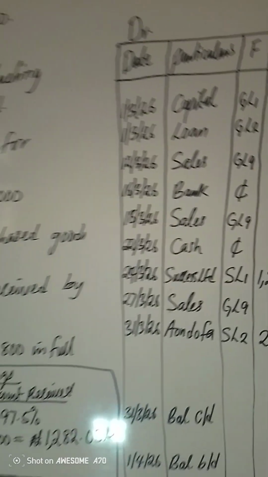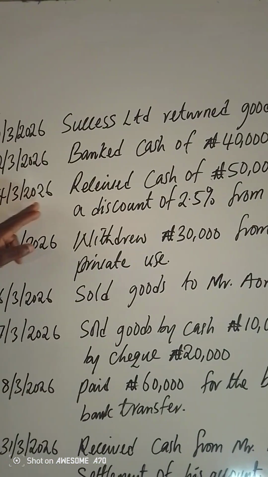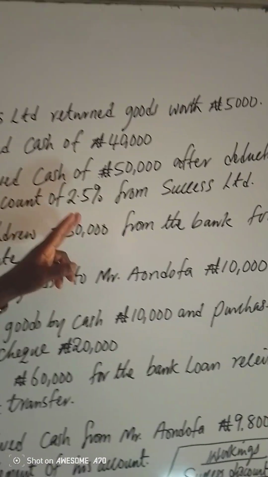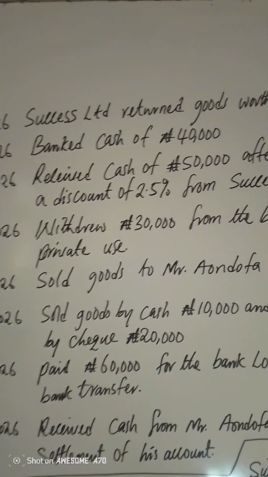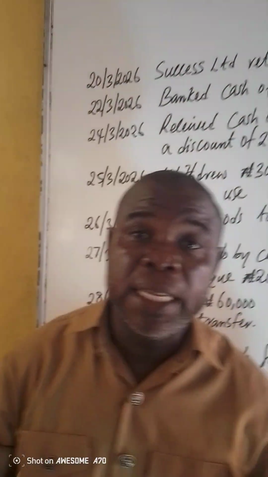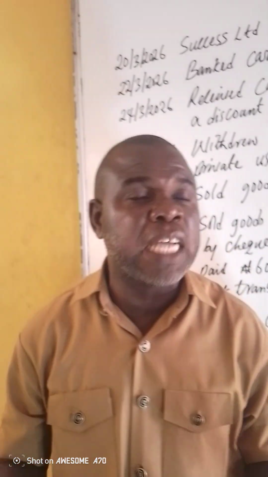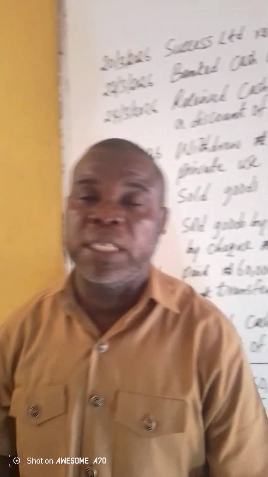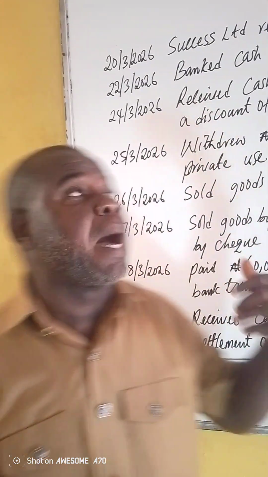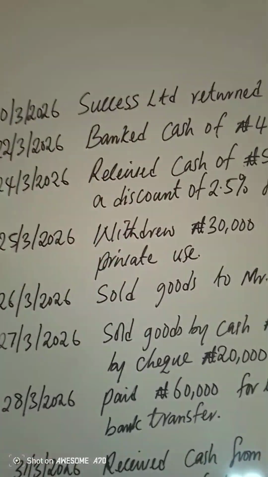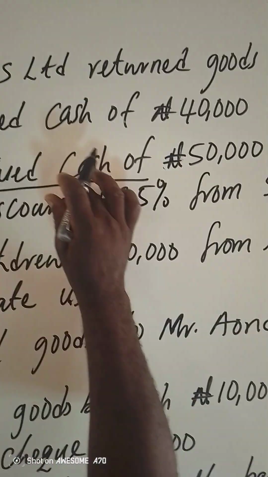Next, on the 24th of March 2026, the business received cash of 50,000 after deducting a discount of 2.5% from Success Limited. Mind you, this is an area where most learners get confused, because they believe that any discount calculated should be over 100. But if you look at the statement, where we say received cash off, understand this: received cash off.